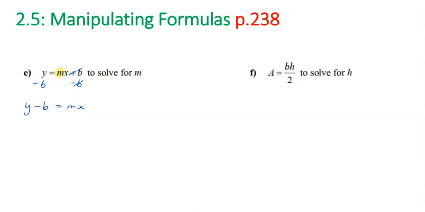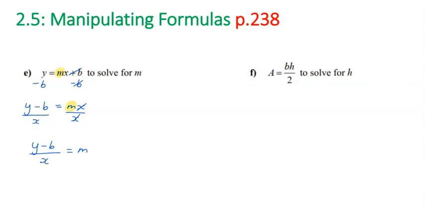Now we want to isolate that m. What is happening to m? m is being multiplied to x. So because m is being multiplied to x, we need to get rid of x through dividing it. So we're going to divide by x, canceling, and we'll do the same thing over on the left-hand side of the equation. So y minus b over x is equal to m.